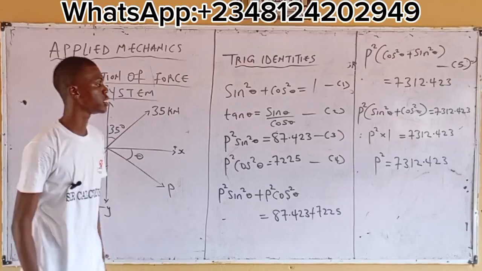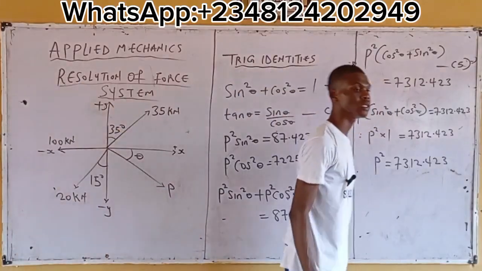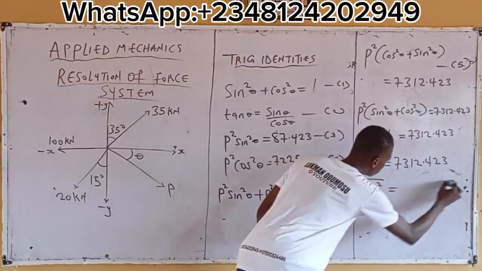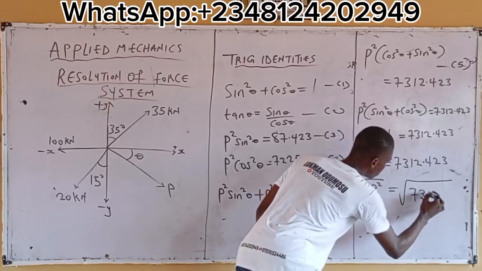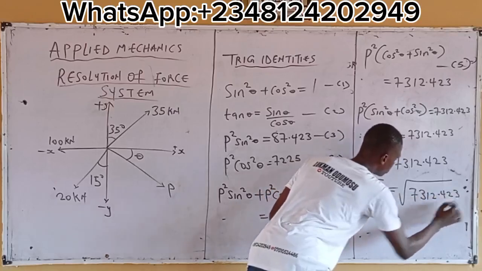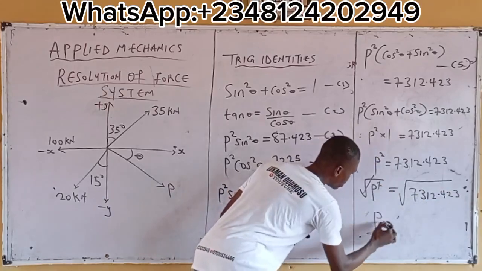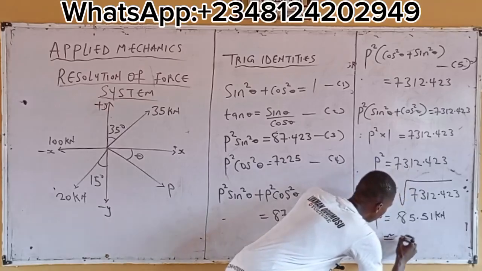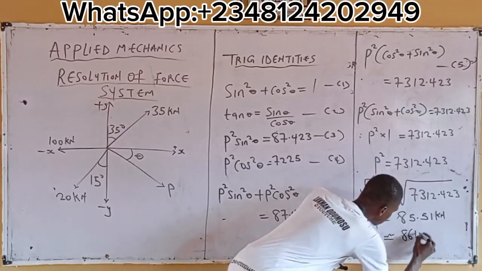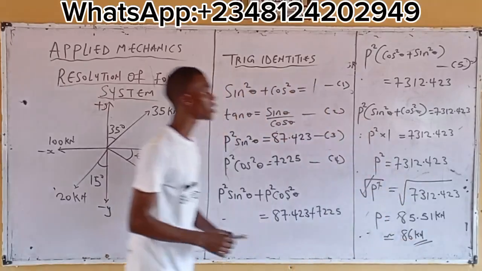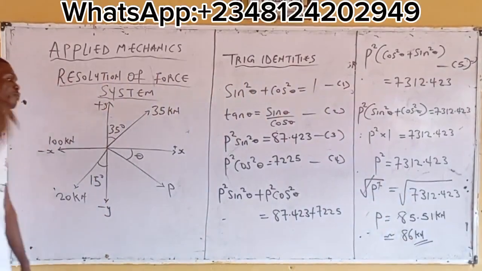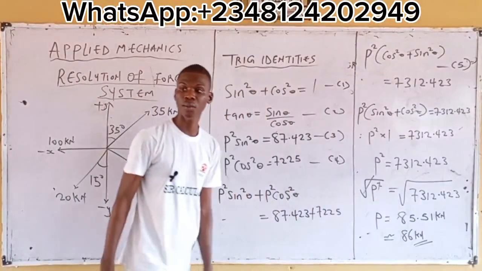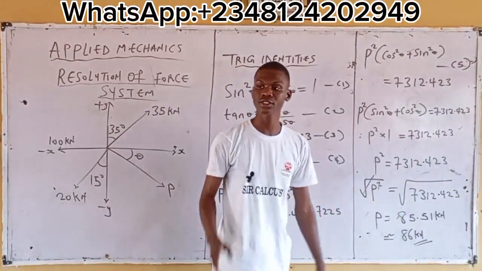Square root both sides. Square root the left hand side and square root the right hand side. So it becomes square root of P square is equals to square root of 7312.423. Then of course you have P is equals to 85.51 kilonewton. Approximately, 86 kilonewton. Meaning that for this system to be in equilibrium, the value of P must be 86 kilonewton. That's just the first question.